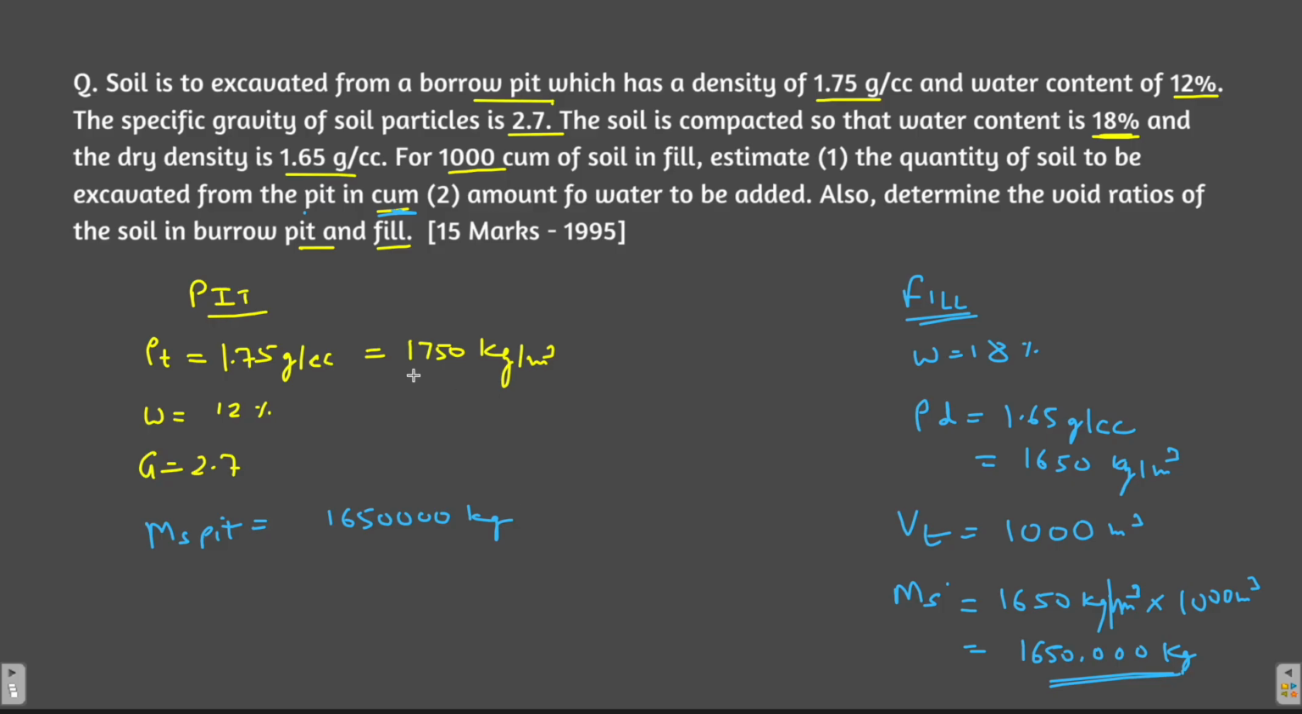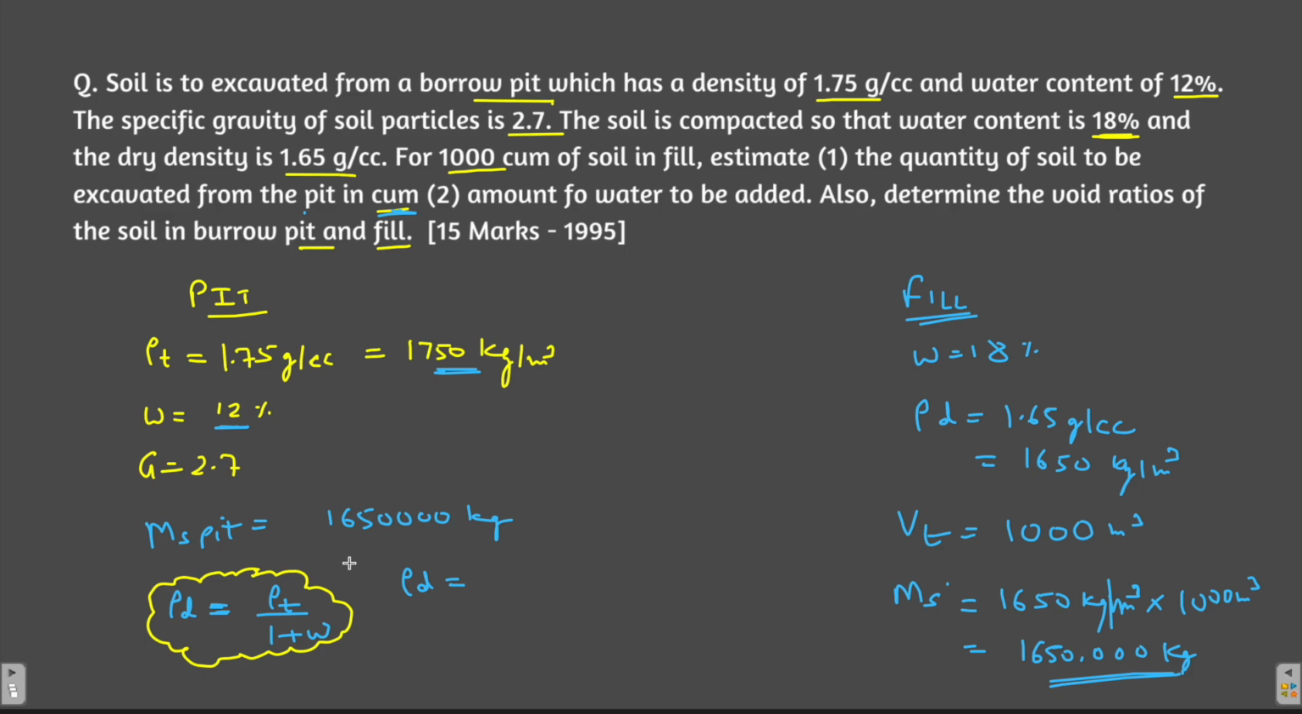Now you are given the total density of soil, and you are given the total water content of the soil. From this, can you find out what gamma D is? Gamma D is gamma T by 1 plus W. If someone is having any confusion regarding this formula, you can refer to my video on water content of the soil, and there I have shown you the derivation as well. So can we find out what gamma D of the soil is?